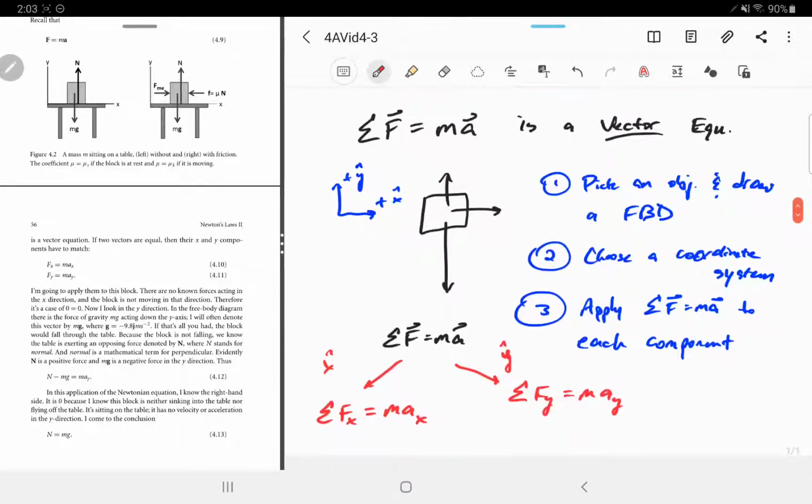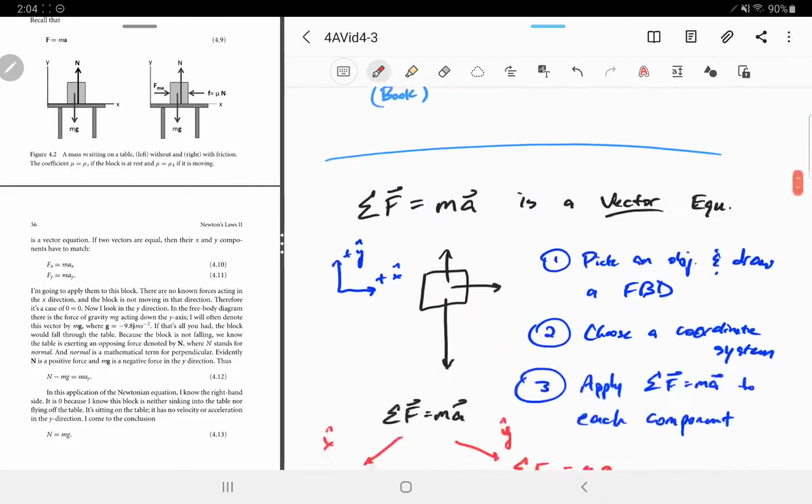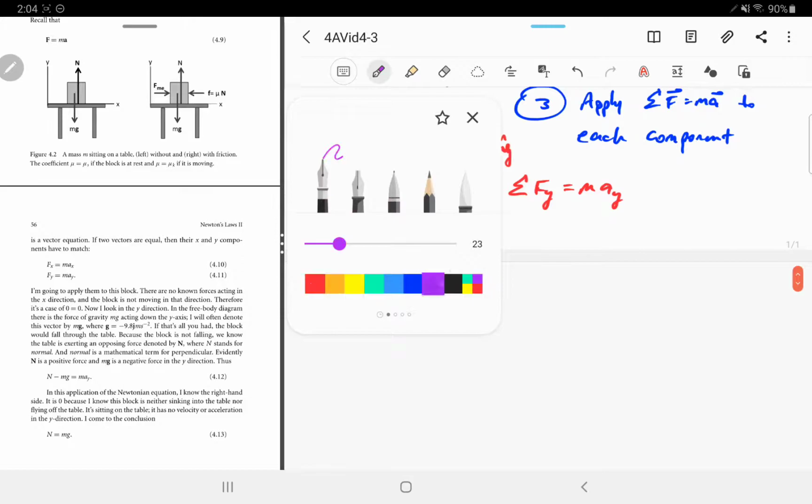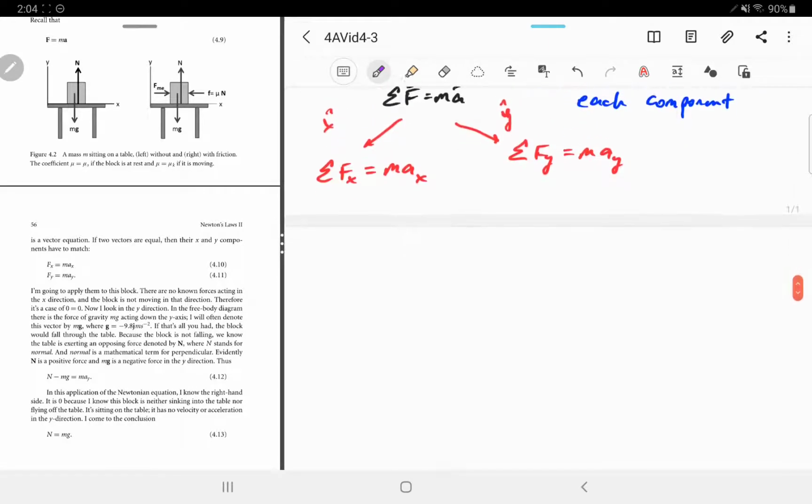Okay, so we're going to use this strategy to analyze this problem right here. So we have a person pushing a book against a wall. The person's pushing horizontally to the right. And because of static friction, so we're allowed to use this coefficient of friction right here, the book can actually stay at rest against the wall. And the question is, what is the minimum horizontal force required to keep the book at rest against the wall? Okay, so let's look at that. And then after we answer this question, we'll be able to analyze ramps, also using this strategy.